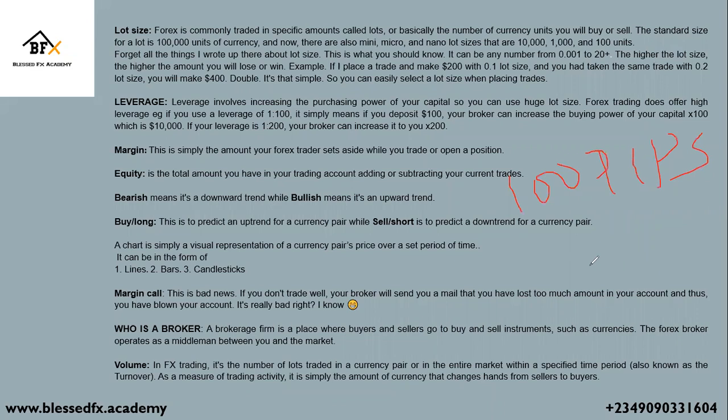So lot size, the lowest is 0.01, going as high as 20 plus, depending on the broker. But you may never even get to use as high as 20, except you start trading for companies, hedge funds, and the like. Normally 2 lot size, 5 lot size, you're okay as an individual trader. In fact, we do not advise that much if your capital is not in the thousands of dollars. Okay, so let's go on.